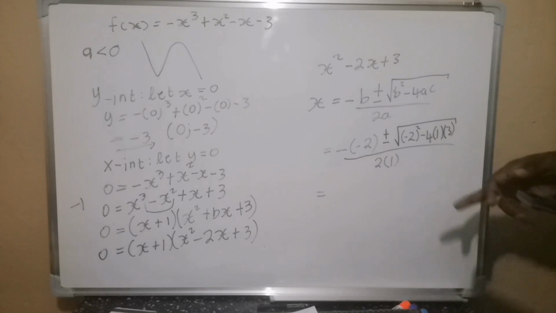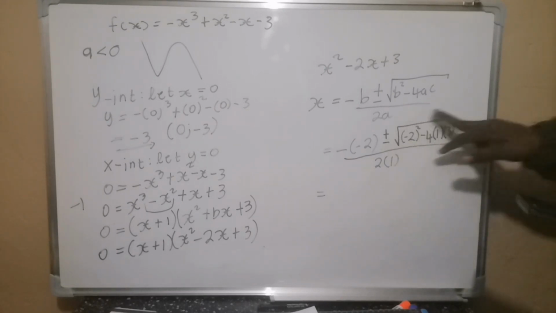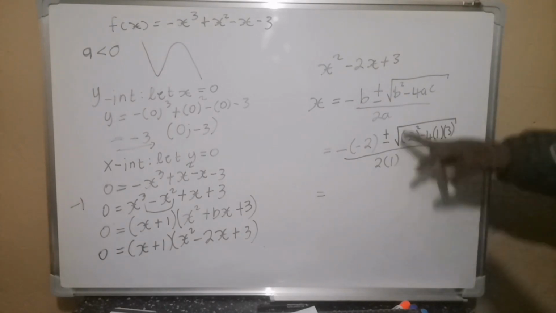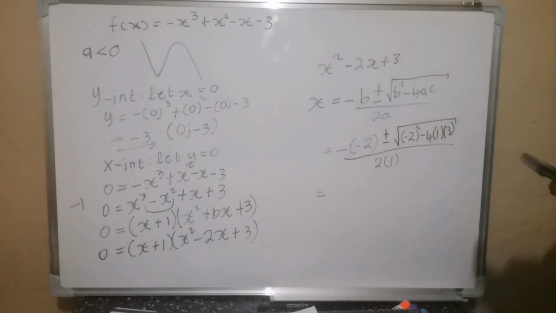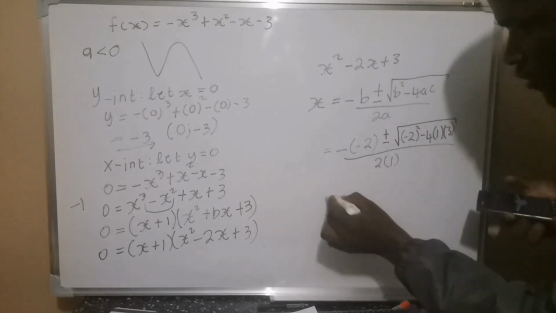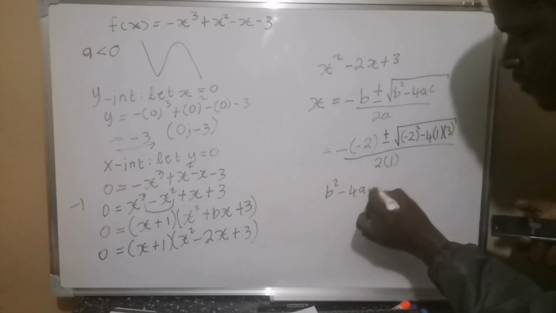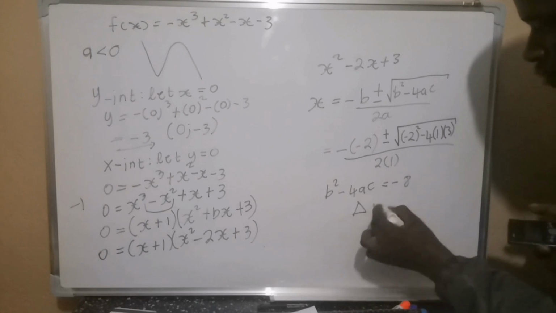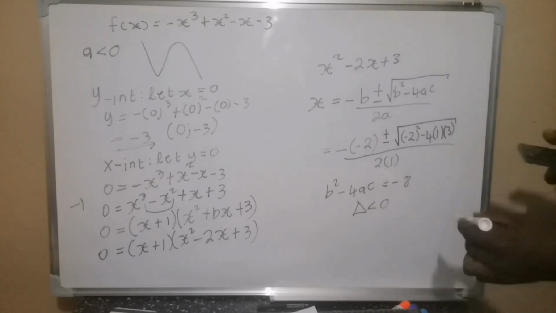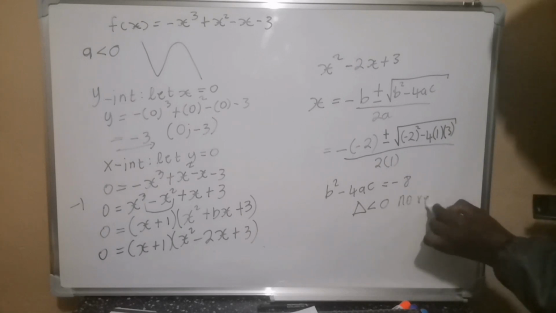That means there's a problem here. Let me just put this further on a calculator. The square root will give us the value of b squared minus 4ac. Let me put whatever is inside the square root to see if the answer is going to be negative or positive. It means negative 2 squared minus 4 times 1 times 3. So guys, the value inside the square root, b squared minus 4ac, is equal to negative 8. That means my delta is smaller than 0. That means there are no real roots.